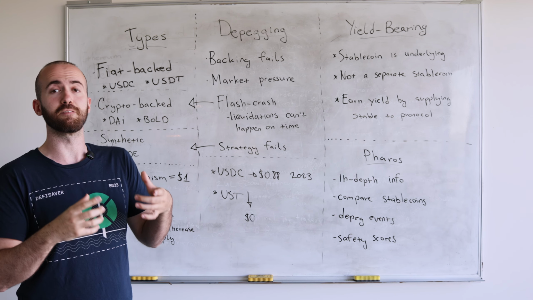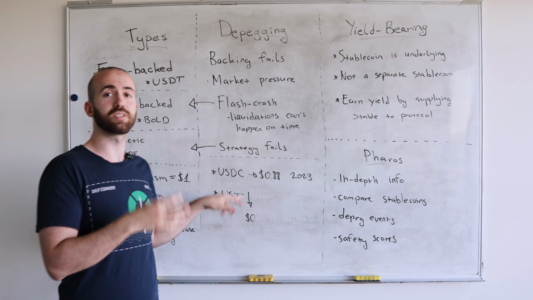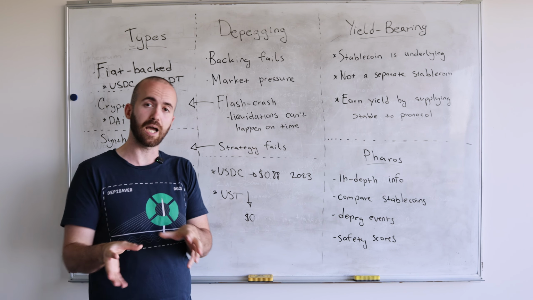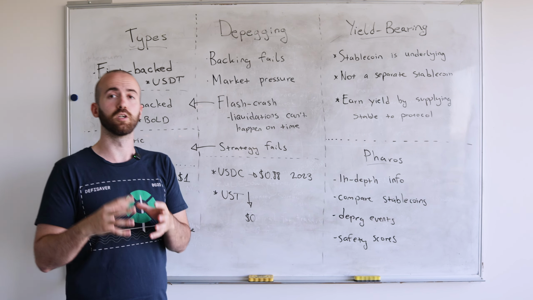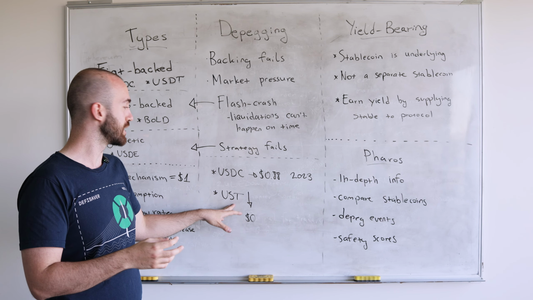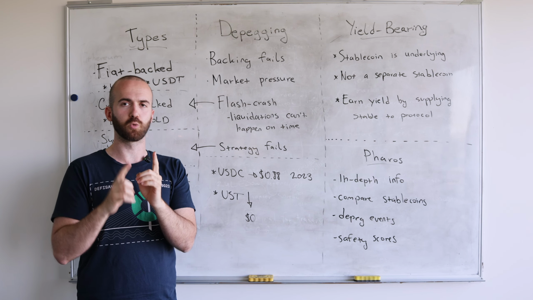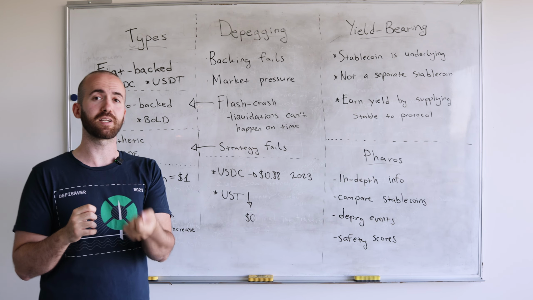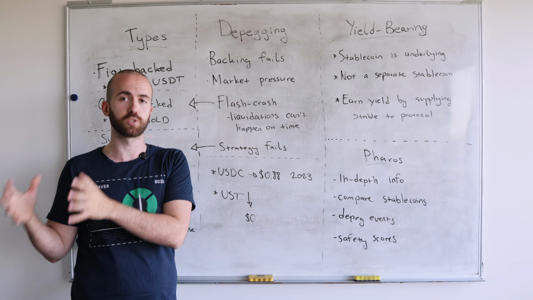Now, an example of a failed stablecoin is UST. This is a stablecoin that was made by Terra Labs, which is now defunct, and they also made a token called Luna. And the way that UST worked was that you have one UST worth $1, and you can redeem it at any moment for $1 worth of the Luna token.